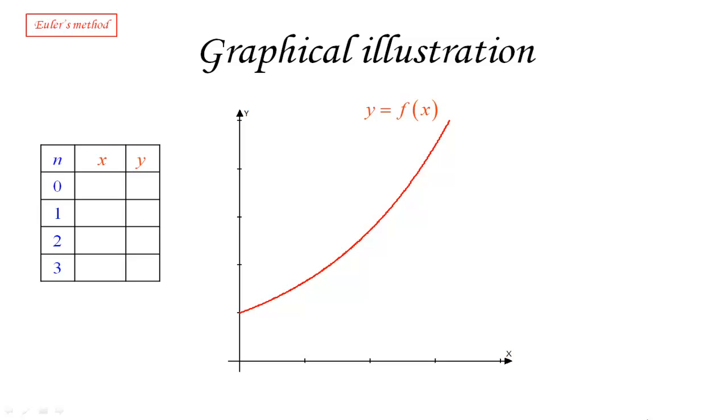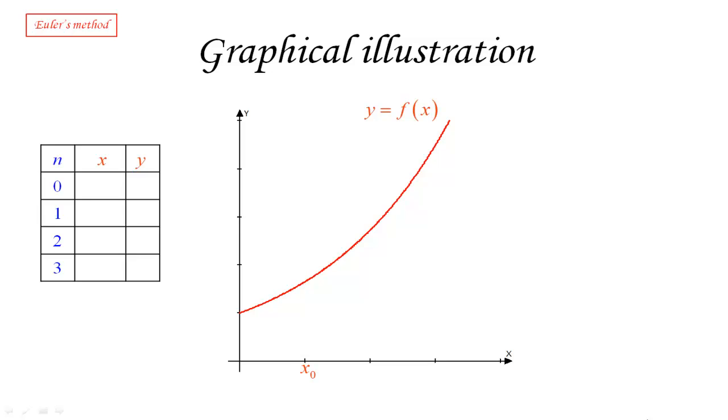Let me give a graphical illustration. I know that this concept theoretically can be a little bit confusing. So what we're doing is the following. We're looking for this function y equals f of x, but remember, in reality we don't have that function. Okay, that's our goal, but we're trying to build it up.